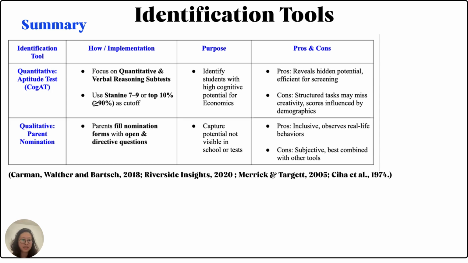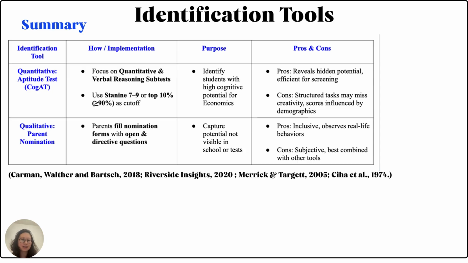Quantitative reasoning reflects students' ability to identify patterns, analyze relationships between variables, and make predictions, key skills in economics. Verbal reasoning assesses their ability to understand and express abstract concepts, explain ideas clearly, and develop arguments, which is essential for analysis and discussion. In terms of selection criteria, students who score in the top 10% are considered strong candidates. The strength of this tool is that it allows teachers to identify students with high potential but low academic performance. It is also very efficient, suitable for large-scale use, whether at the classroom or the grade level.